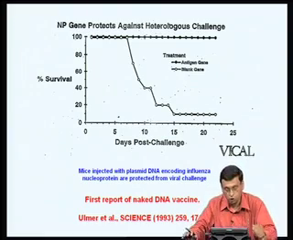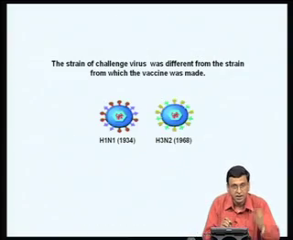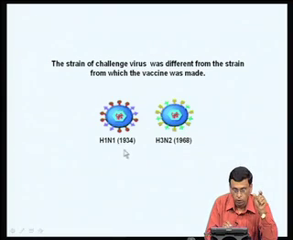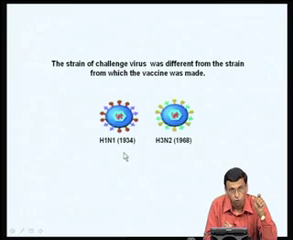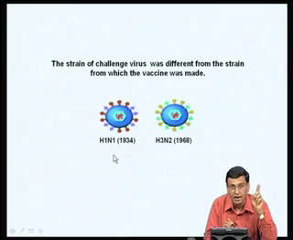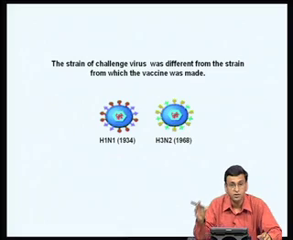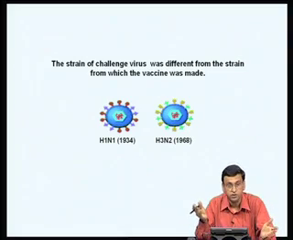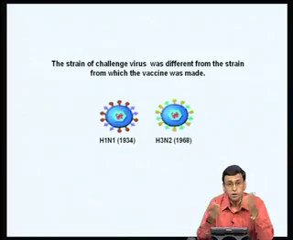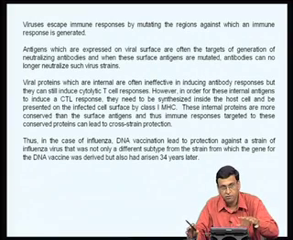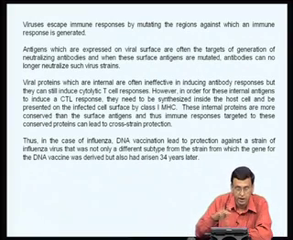But here you have a situation, which is actually shown in this slide. The antigen gene coding for the nucleoprotein of the influenza virus came from a virus strain called H1N1, which was isolated in the year 1934 from patients. But the challenge virus was a strain that created an epidemic in the year 1968. So the vaccine was made from a different strain of influenza virus and the challenge virus is a different strain, but still it conferred protection, indicating that there was cross-strain protection using the DNA vaccination.